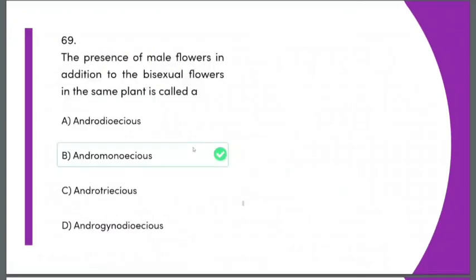69th question: the presence of male flower in addition to the bisexual flower in the same plant is called andromonoecious, and if it's female flower plus bisexual flowers, then it will be gynomonoecious.